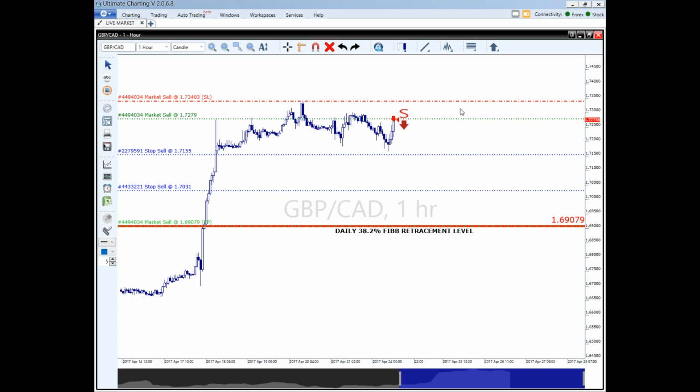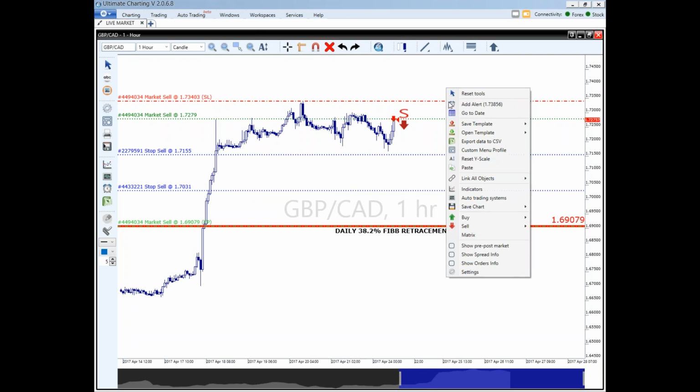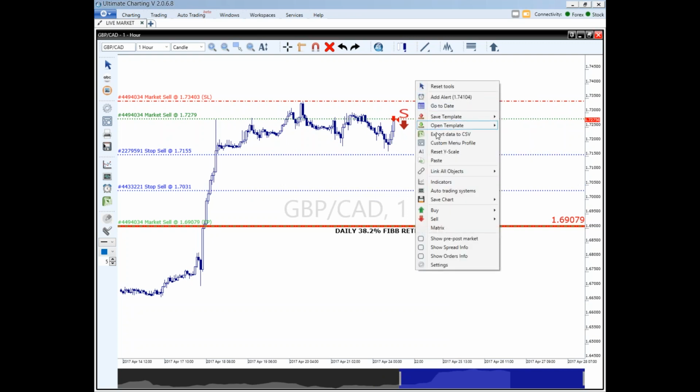Where did I place the cursor? Oh, Luana, all I did was right-click. I right-clicked on my charts. When you right-click on your charts, a box will appear. Just right-click anywhere, and it's right below where it says buy and sell.